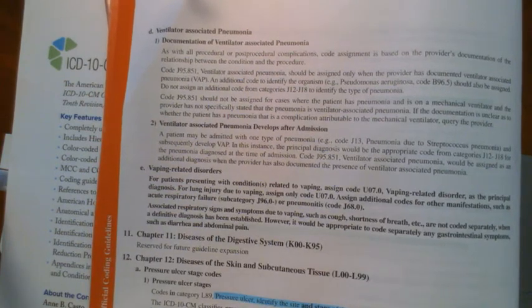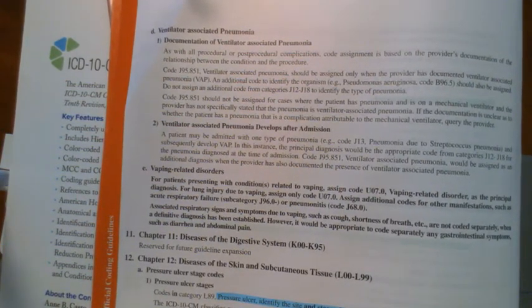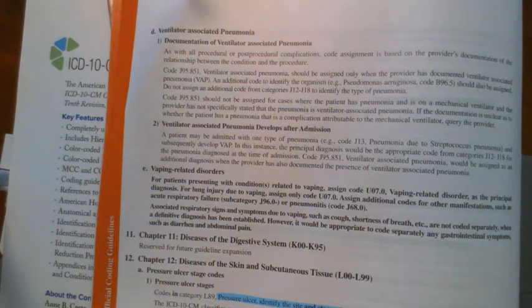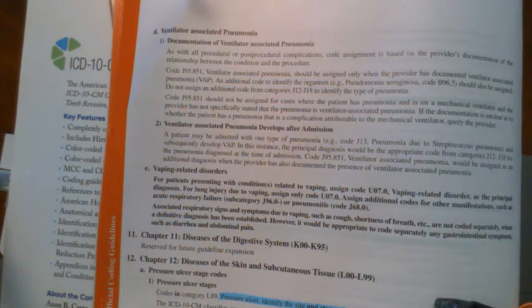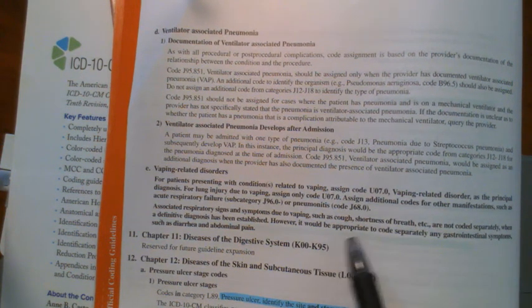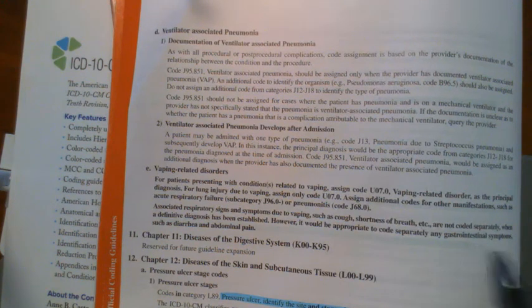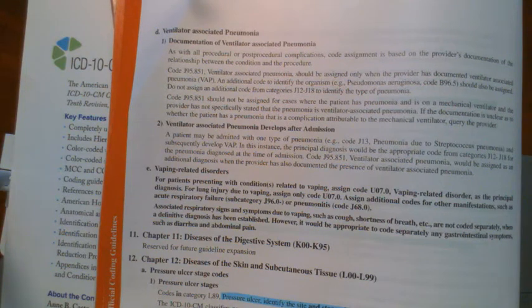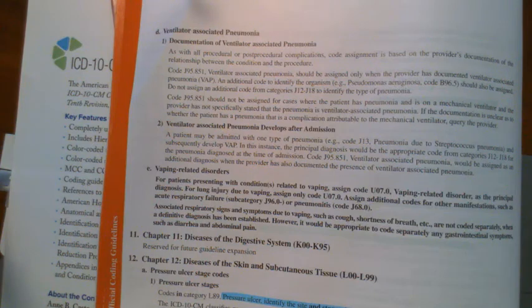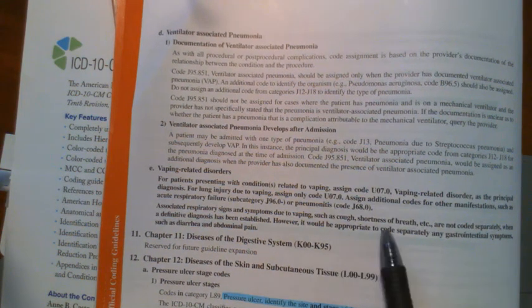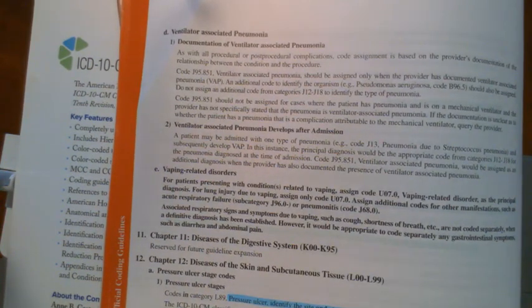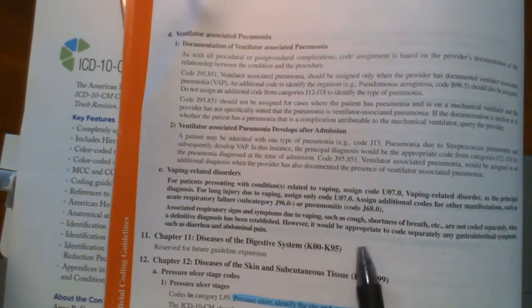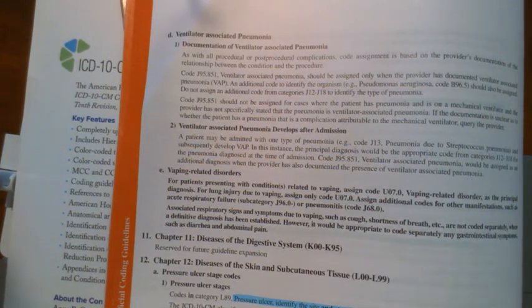Associated respiratory signs and symptoms due to vaping should not be coded separately, because we have that definitive diagnosis, and we will not code any signs or symptoms when our definitive diagnosis has been established. However, it would be appropriate to code separately any type of GI symptoms such as diarrhea and abdominal pain, because it's not a common respiratory symptom. But if it's cough or shortness of breath, and the patient has it documented as due to vaping, we would not code cough or shortness of breath separately.